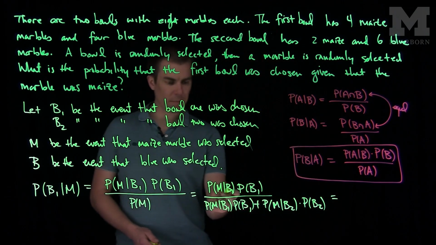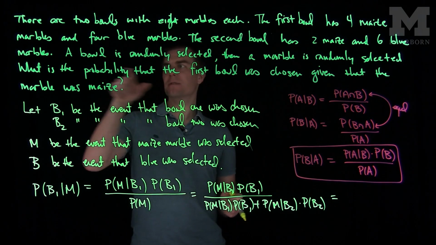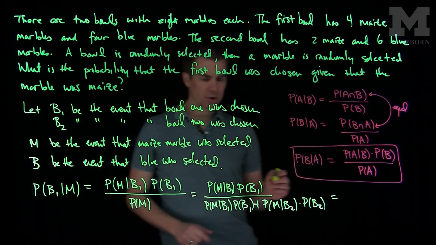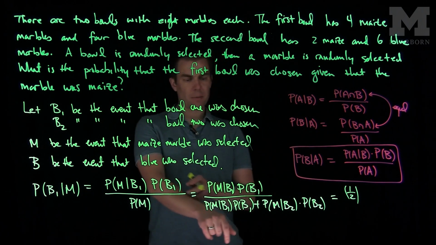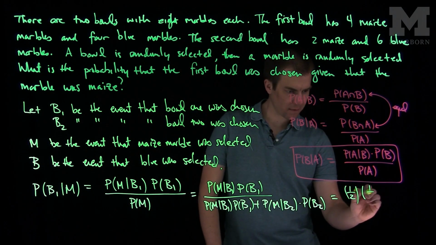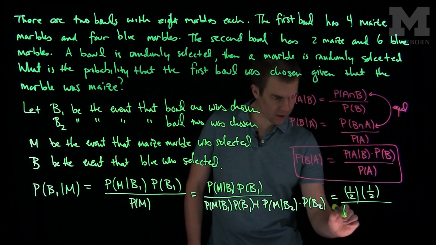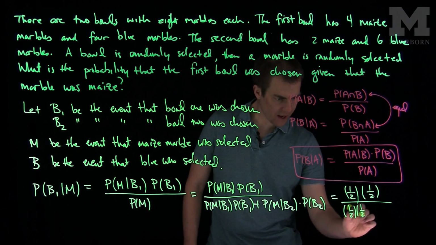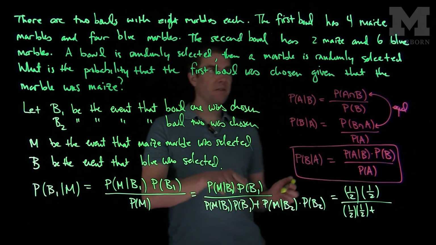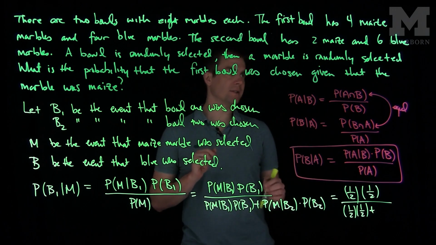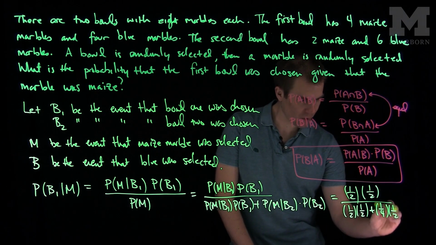So the probability of a maize marble, given that you selected bowl 1: well, bowl 1 has 4 maize and 4 blue marbles, so you get a 50-50 chance of getting maize or blue, so that's going to be 1/2. And then you have the probability of bowl 1 being selected, which is also 1/2. We can notice that this probability on top is exactly the same as the first term over here, so I get a 1/2 and then a 1/2. And then plus the probability of maize given bowl 2: well, bowl 2 has 2 maize and 6 blue, so you get a 1/4 probability of selecting maize times a 1/2.